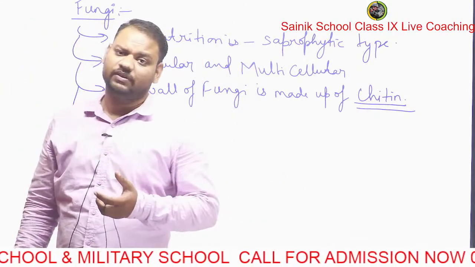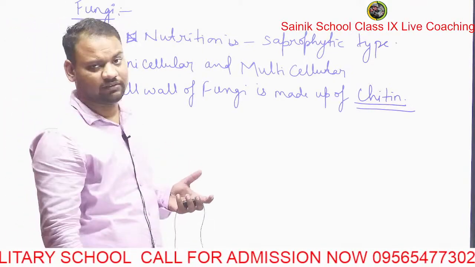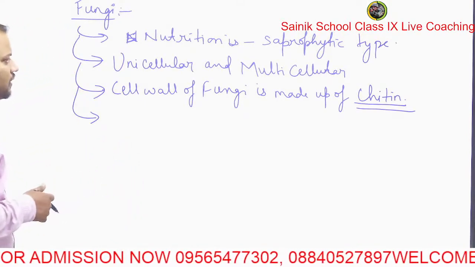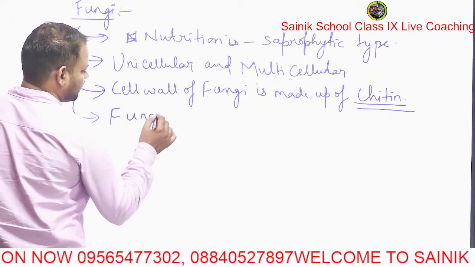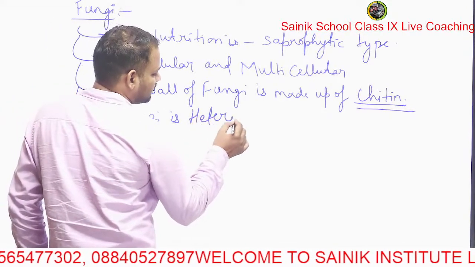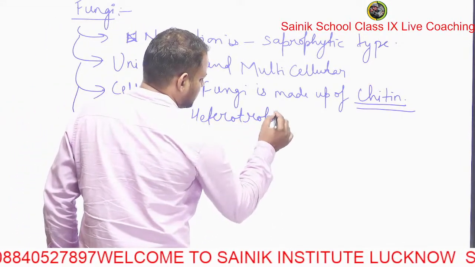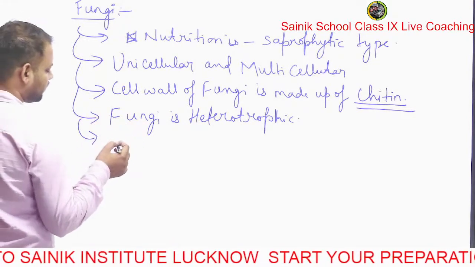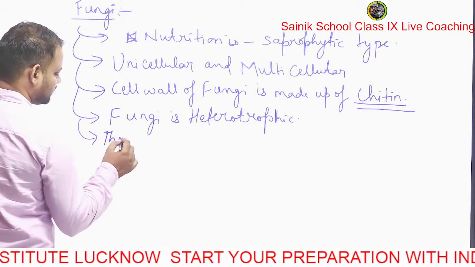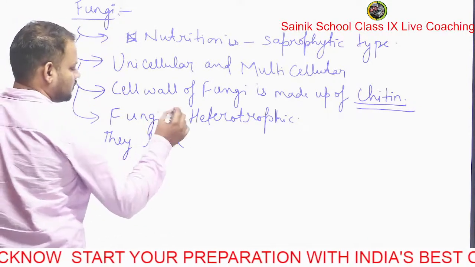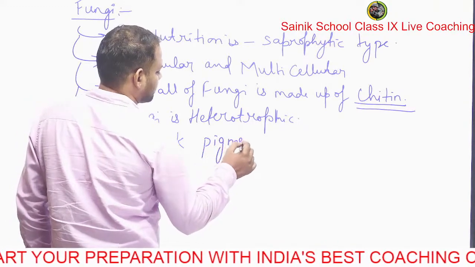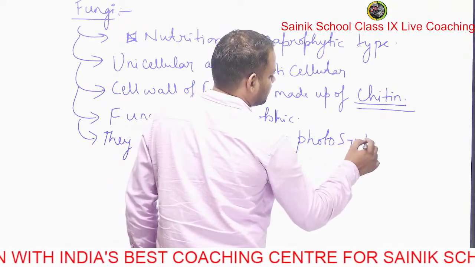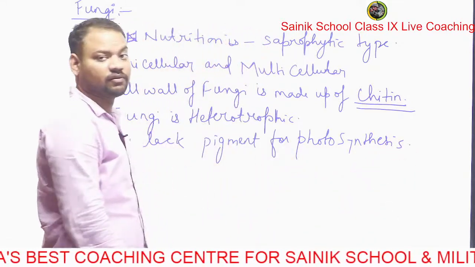Some diseases are also caused by fungi, like ringworm and athlete's foot disease. Fungi is heterotrophic in nature, means they obtain their food from other ones. They do not synthesize their own food because they lack a pigment for photosynthesis. They don't have a pigment. That's why they depend on others for their food.